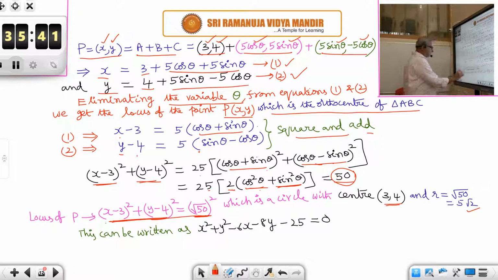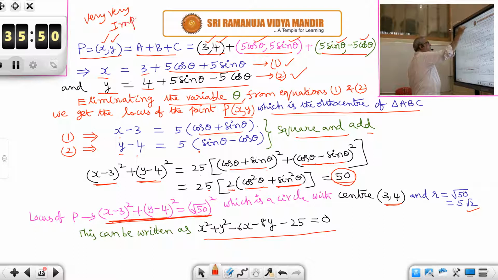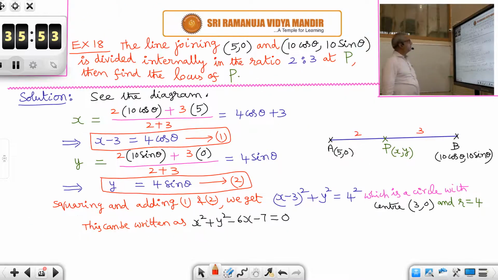Of course, you can expand this equation and write it like this also. This is a very important problem. Okay, very important. Please study this very carefully. Okay, let us see the next example.